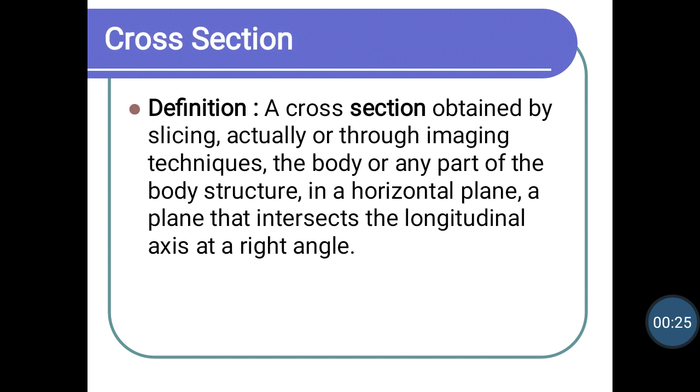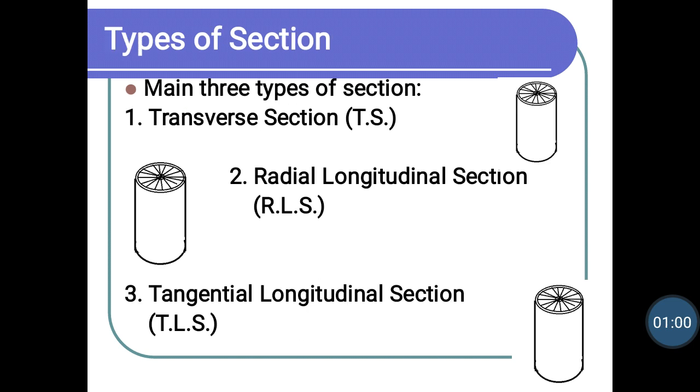Let us see what is cross section. A cross section, a surface or a shape exposed by making a straight cut through something, especially at a right angle to an axis, is known as cross section. A cross section is obtained by slicing, actually or through imaging technique, the body or any part of a body structure in a horizontal plane, a plane that intersects the longitudinal axis at right angle. It is a cross section.